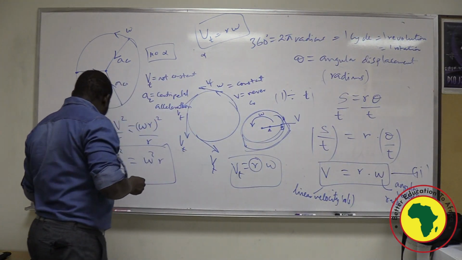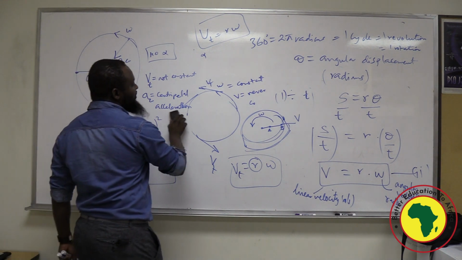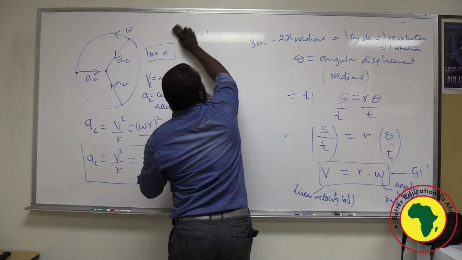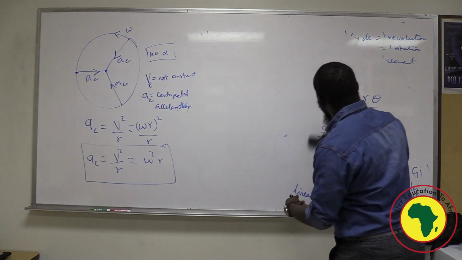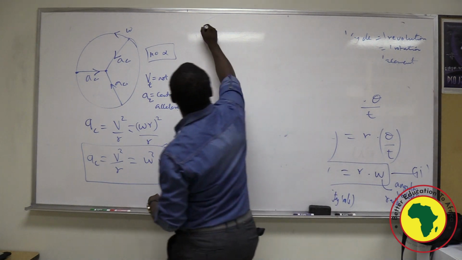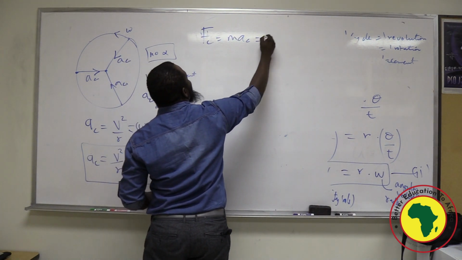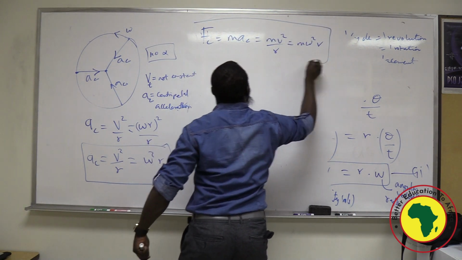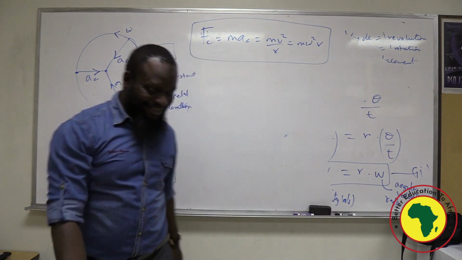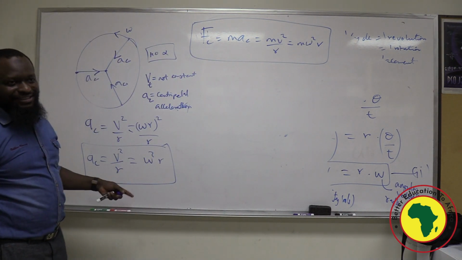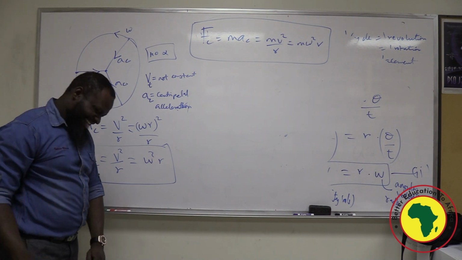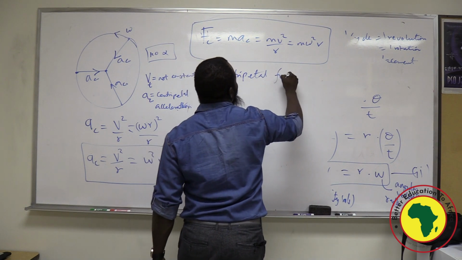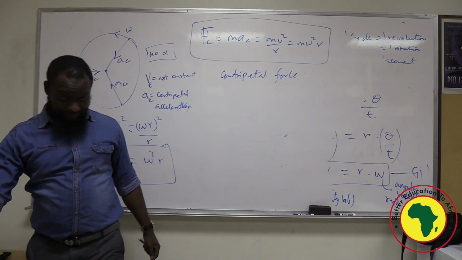And this centripetal acceleration furnishes what we call the centripetal force. The centripetal force is always dragging objects to the center of a circle. And this centripetal force is just mass times the centripetal acceleration. So it's m v squared over r, or m omega squared r. Is that okay? So that's mass times the acceleration. This is what we call the centripetal force.